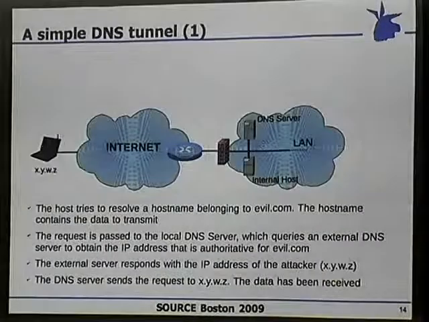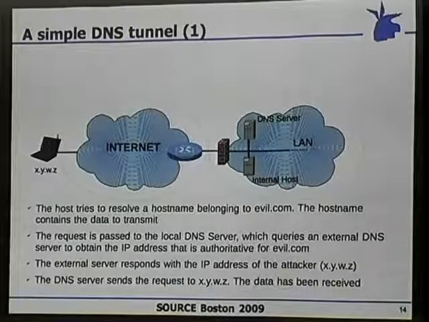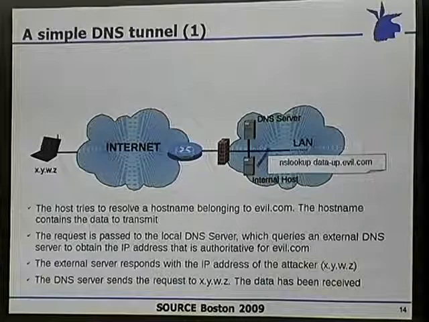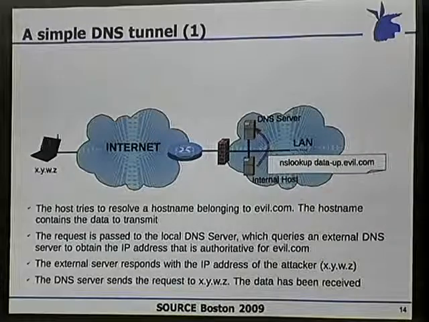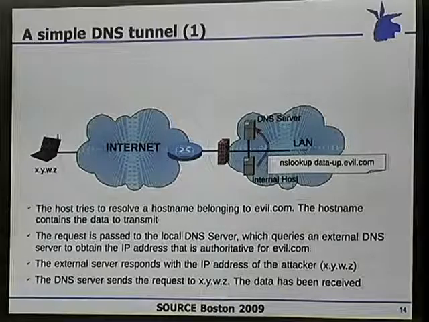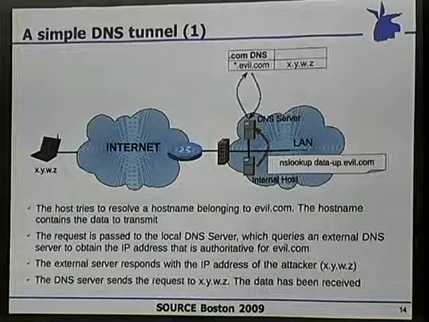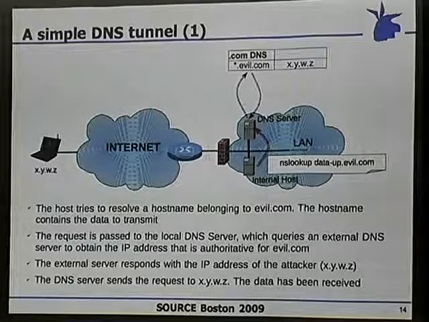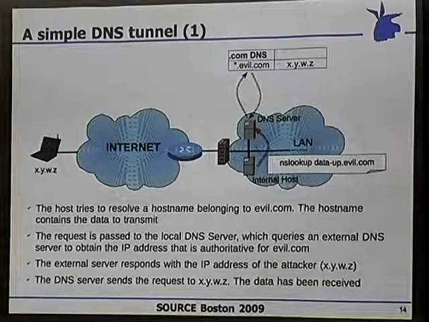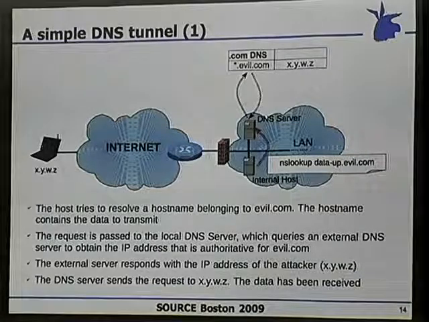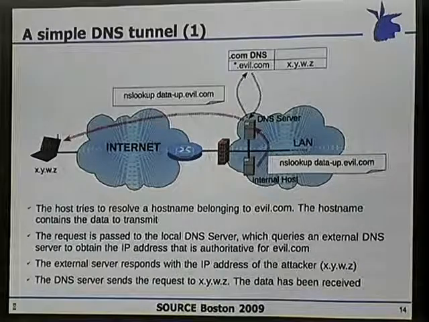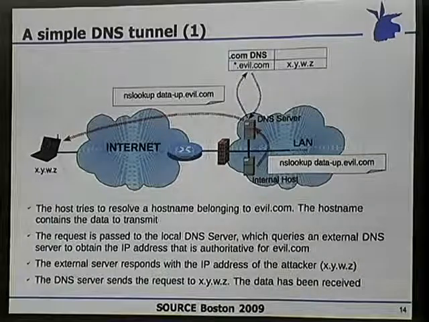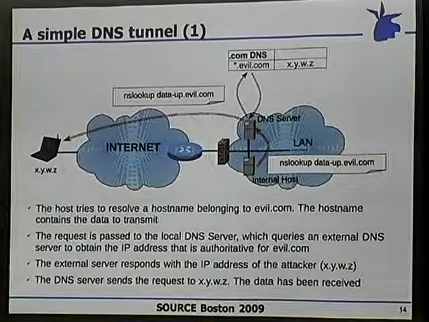And the way it works, in a nutshell, basically, you make the internal host take the data that you want to exfiltrate, build up a host name with it, and call nslookup, for instance, to the local DNS server. The DNS server will ask the .com DNS server who is authoritative for evil.com. It will get the answer that XYWZ is authoritative, and then the request will be passed on to our box, and we will receive our data. We take the domain name, we just decode it, and we have our data.